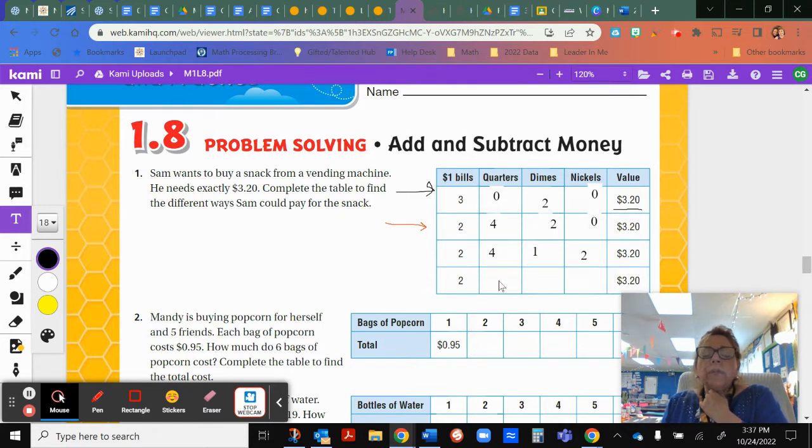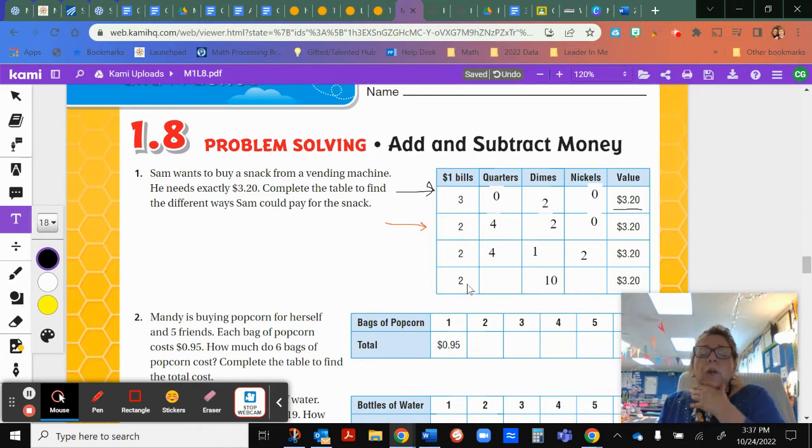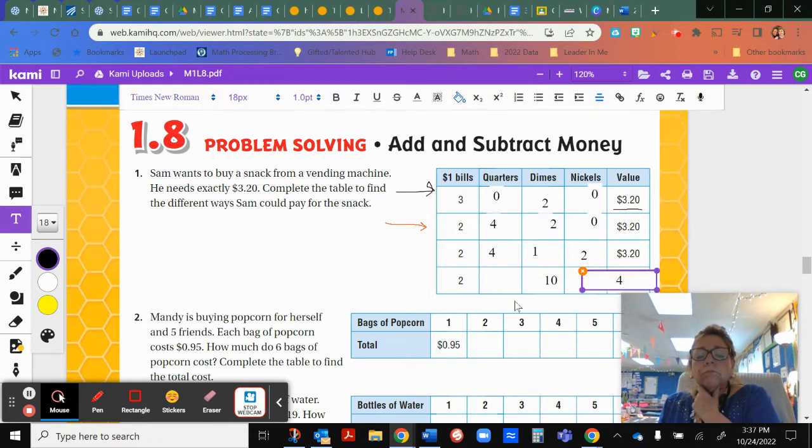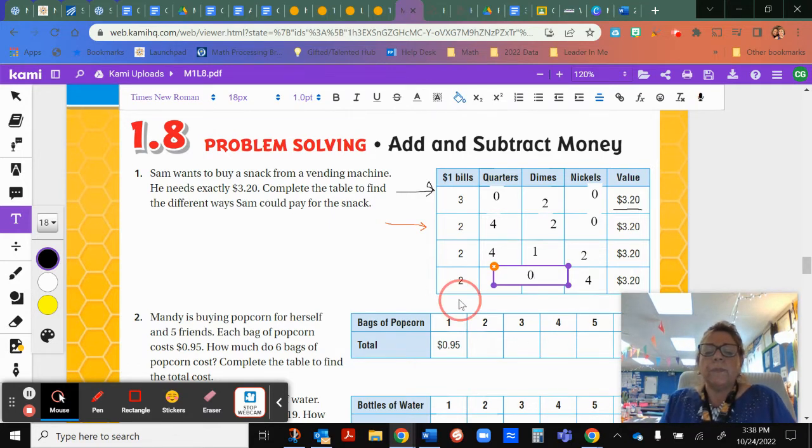And then I have $2. Could I do 10 dimes? Yeah, I can do any combination, right? So that's already $1. And then what's 4 nickels? Good. So that's $2. The 10 dimes is $1. So that gives me $3. And then 4 nickels. So that's 5, 10, 15, 20. Very good. So that gives me the $3.20.